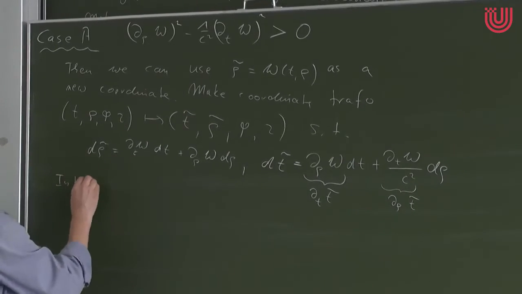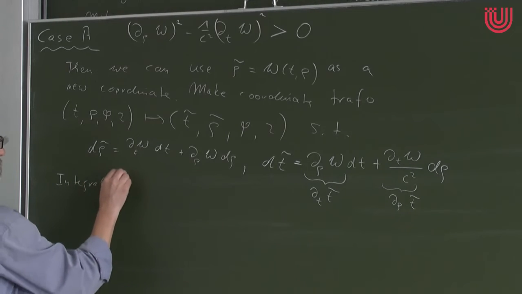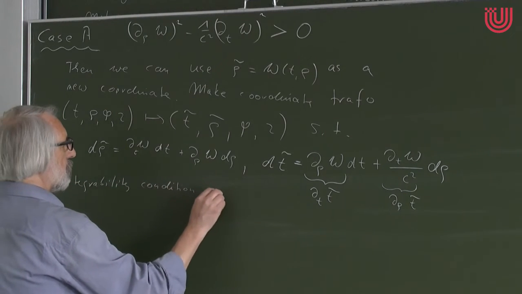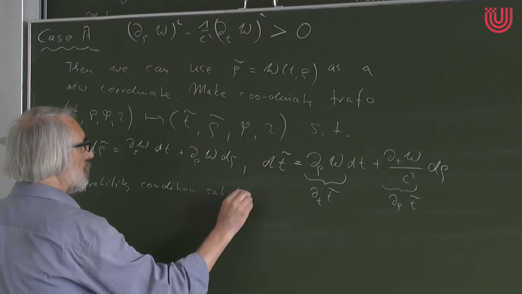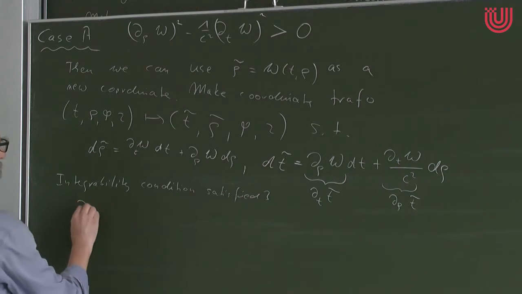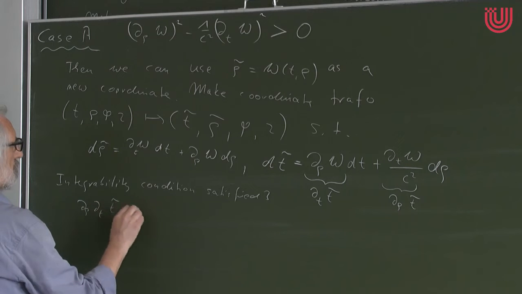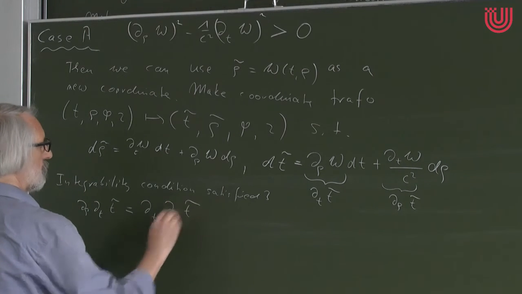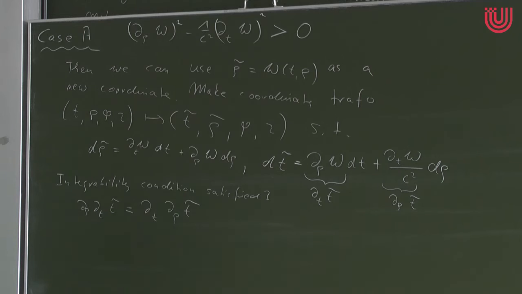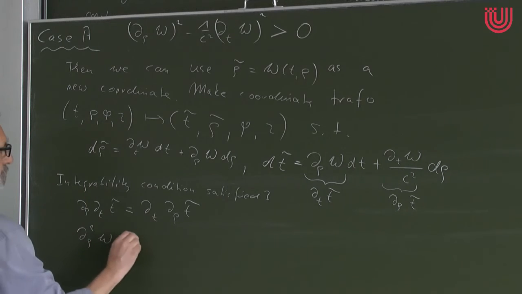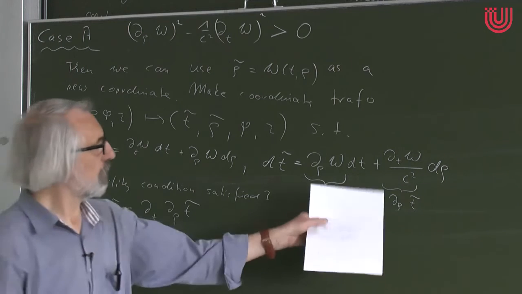Integrability condition satisfied. So let's check this. So ∂_ρ ∂_t t tilde has of course to be the same as ∂_t ∂_ρ t tilde. So if I insert this, the ρ derivative of this, is this the t derivative of this?